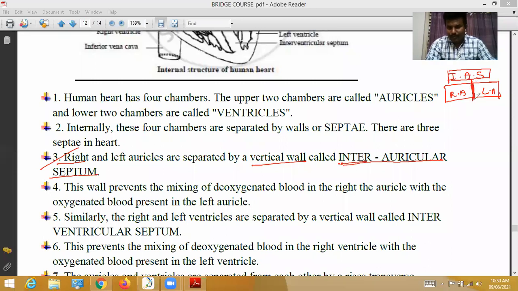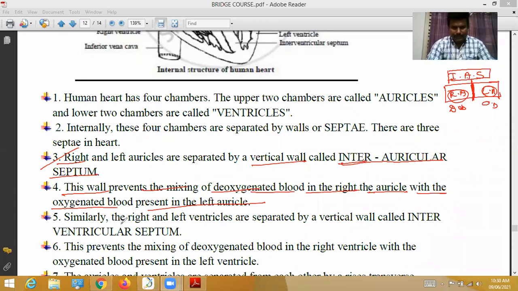This septum prevents the mixing of deoxygenated blood. Here deoxygenated blood is present, and here oxygenated blood is present. Both are separated by the interauricular septum. This wall prevents the mixing of deoxygenated blood in the right auricle with the oxygenated blood present in the left auricle.